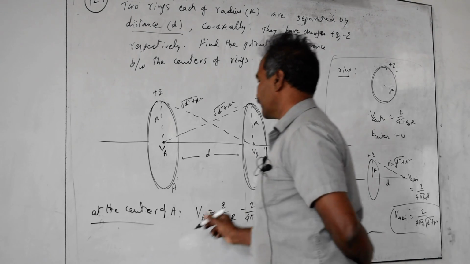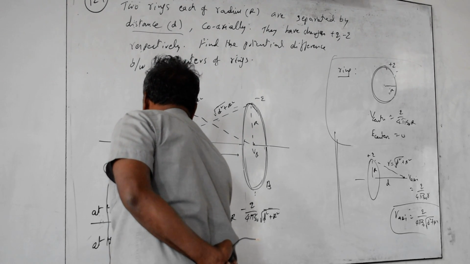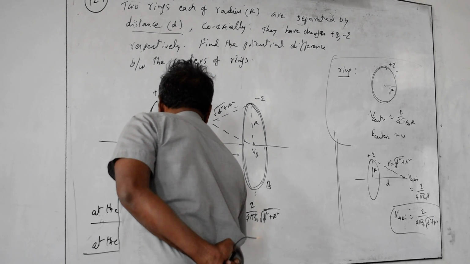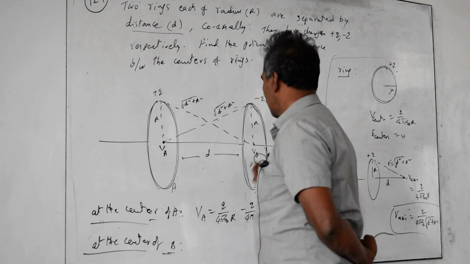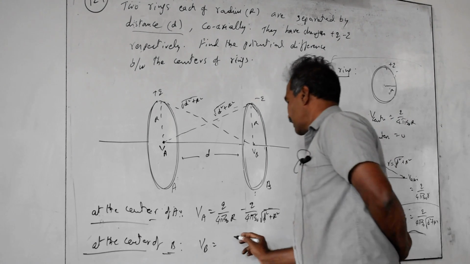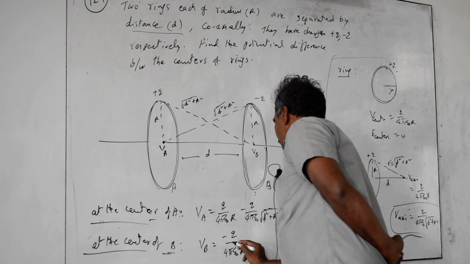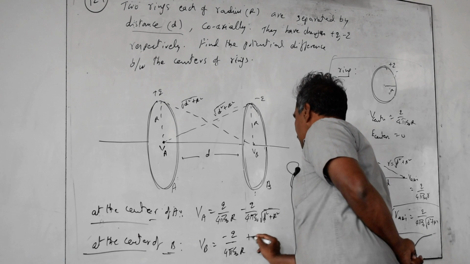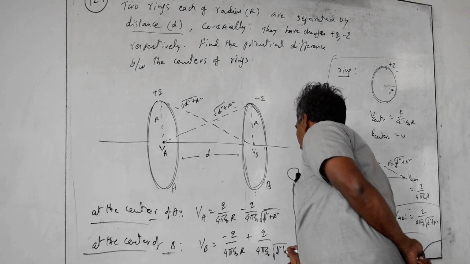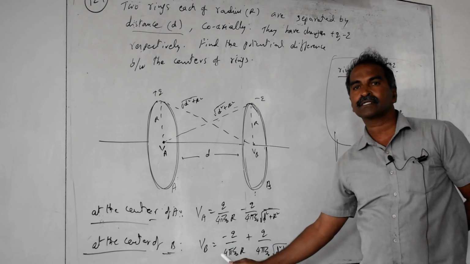Next is at center B. At the center of B, VB is equal to, because of this charge, which is negative here, minus Q by 4 pi epsilon naught into R, and because of the other charge, which is positive, plus Q by 4 pi epsilon naught under root of D square plus R square. You are asked to find the potential difference. Potential difference means VA minus VB.